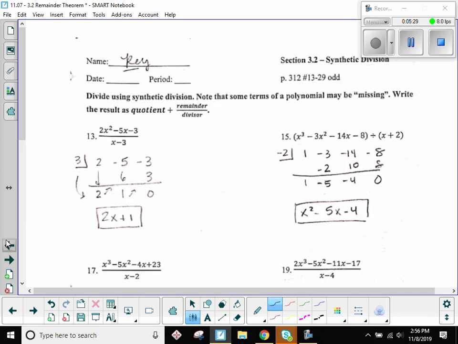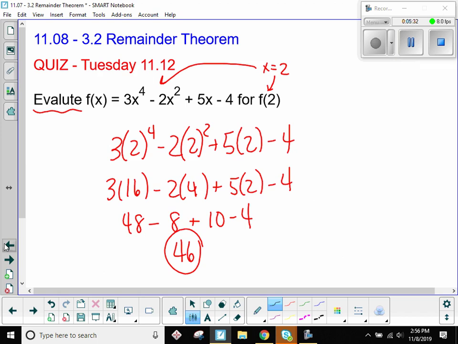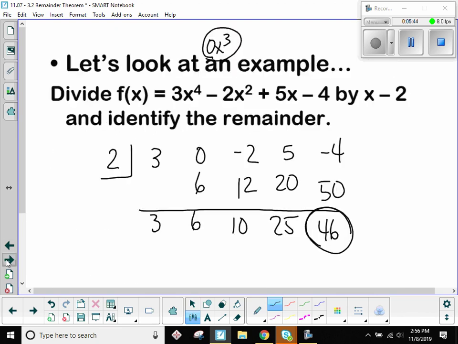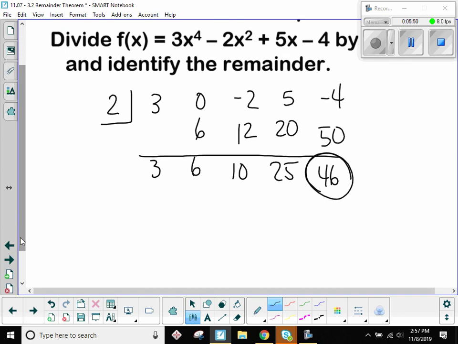Right. Here. When we plugged in, what did we plug in? 2. When we plugged in 2 and did all the math, we got 46. What number did we use to set up our synthetic division? 2. The same number, okay? So what this means is, when you have a function, you can evaluate it using synthetic division. The remainder is your answer, okay?